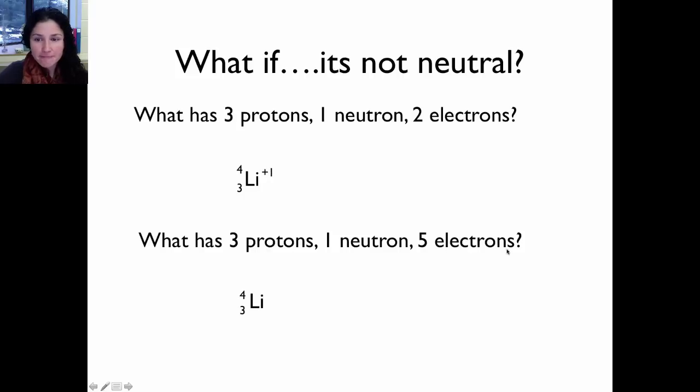Down here, we have 5 electrons, and that means that there are 2 extra electrons compared to the number of protons. So that means there's 2 more negative charges than there are positive charges. So we'll want to represent that here. The overall charge of this ion would be -2.